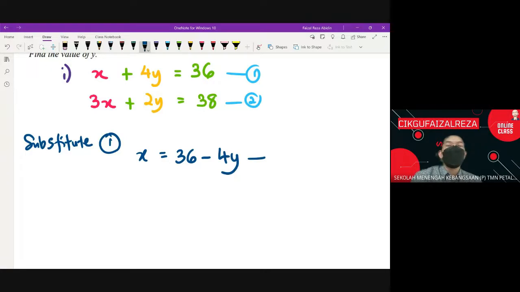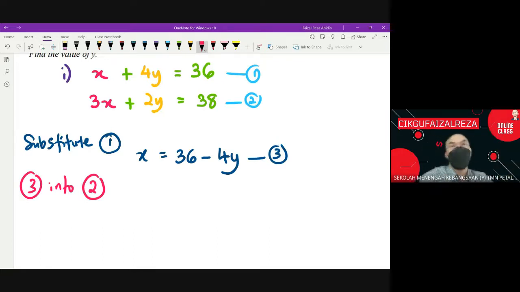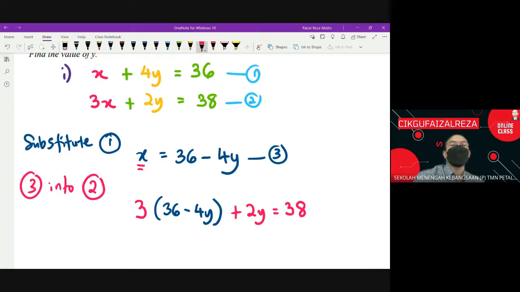This one is going to be our third equation. After that, I'm going to substitute the third equation into equation 2. I cannot substitute into equation 1, because it's going to give the same equation back. So over here, we are going to substitute the variable x. I'm going to copy back equation 3: x is 36 minus 4y. And just copy from our second equation, plus 2y equals 38.